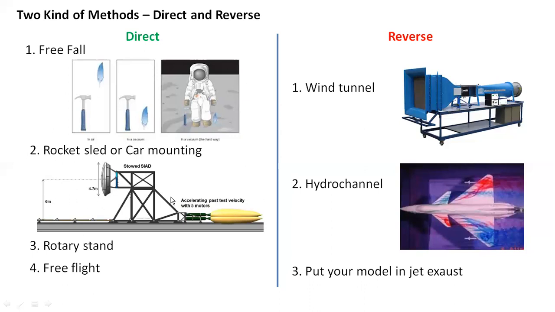Second method, you can put your model on a rocket sled or car. In this case, we have track, we have frame, model. This is a drag shield of a Martian space probe, and rocket motor. Rocket motor gives us very high velocity, like 3,000 kilometers per hour. And we can do some measurements with our model.